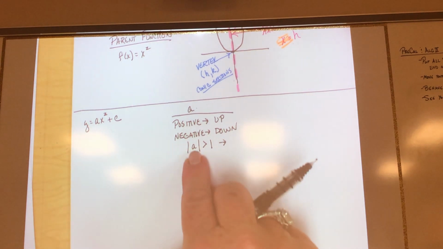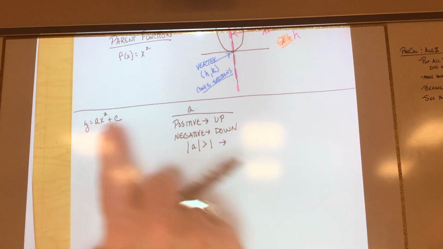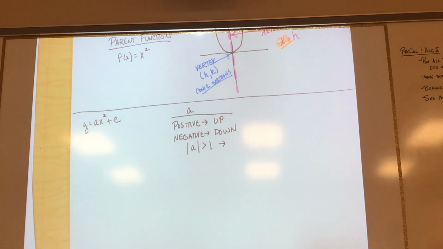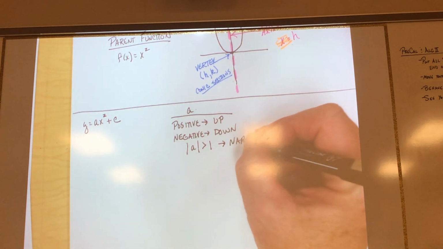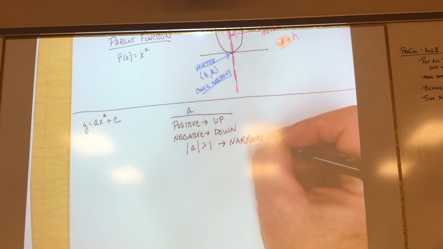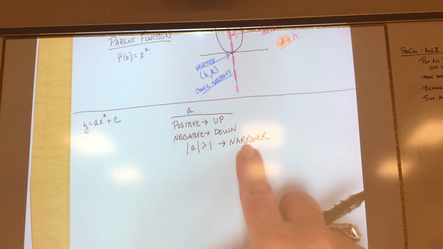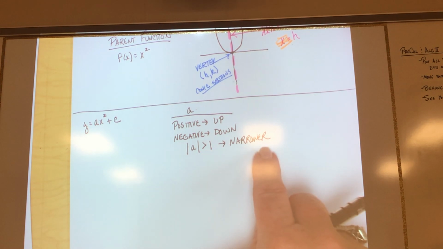Okay? So if the absolute value of this number right here is greater than 1, is my parabola going to be wider, narrower, or the same as the parent function? Narrower. Very good. Okay, now let me tell you what I just did. I tried to explain to you why this happened so that you don't have to memorize this mess right here. You understand it. Everybody got it?